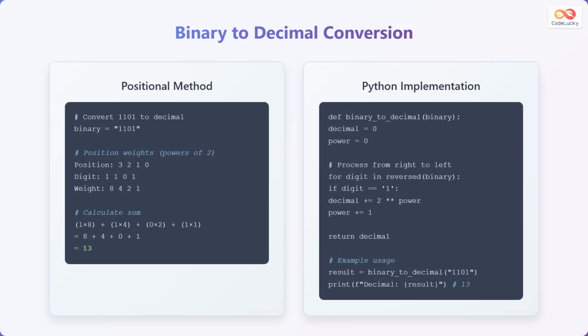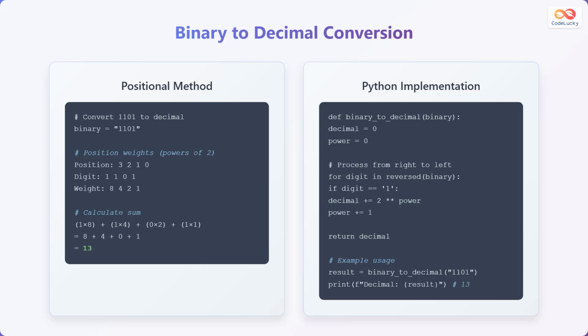Now, let's convert a binary number to a decimal number using the positional method. Consider the binary number 1101. Assign position weights, which are powers of 2 starting from the rightmost digit. The positions are 3, 2, 1, and 0. The digits are 1, 1, 0, and 1. The corresponding weights are 8, 4, 2, and 1. Calculate the sum by multiplying each digit by its weight and adding the results. This is 1 times 8 plus 1 times 4 plus 0 times 2 plus 1 times 1, which equals 8 plus 4 plus 0 plus 1, resulting in 13.